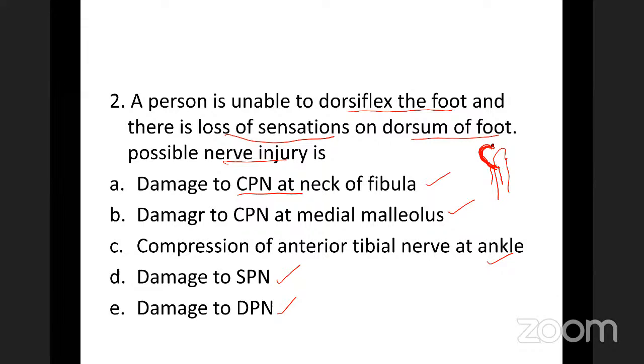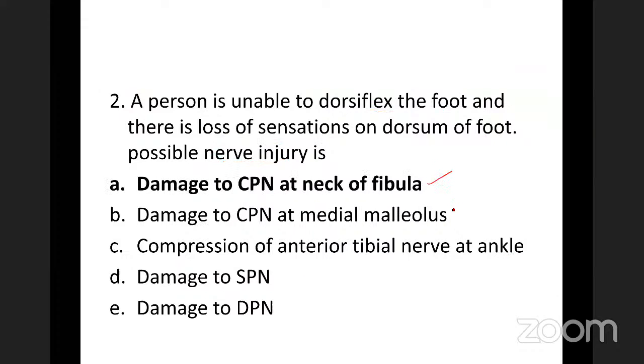So the answer will be damage to common peroneal nerve at the neck of the fibula. It is very unlikely for the common peroneal nerve to divide at the medial malleolus because it has already divided at the neck of the fibula. Compression of the anterior tibial nerve at the ankle, very unlikely. So the answer for this will be damage to common peroneal nerve at the neck of the fibula. Clear, students?